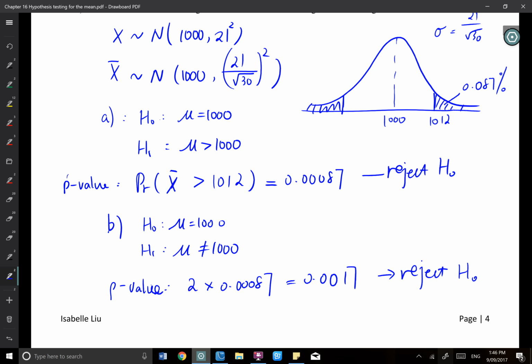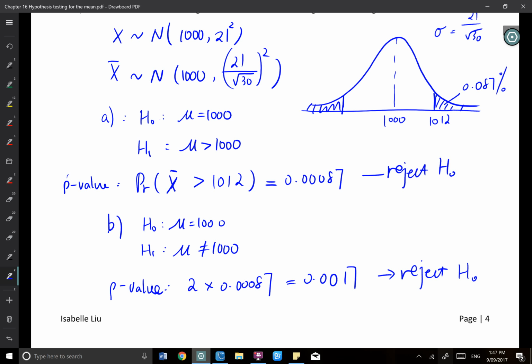Like what I assume from my assumed distribution: I think mu is 1000 now, and then the distribution will be 1000 with standard deviation 21 over root 30. That's my X bar distribution, what I assume it will look like. And now I get a mean of 1012, and if I get that value or above, it's only 0.087%. It's about 0.09%. It's so hard to get.